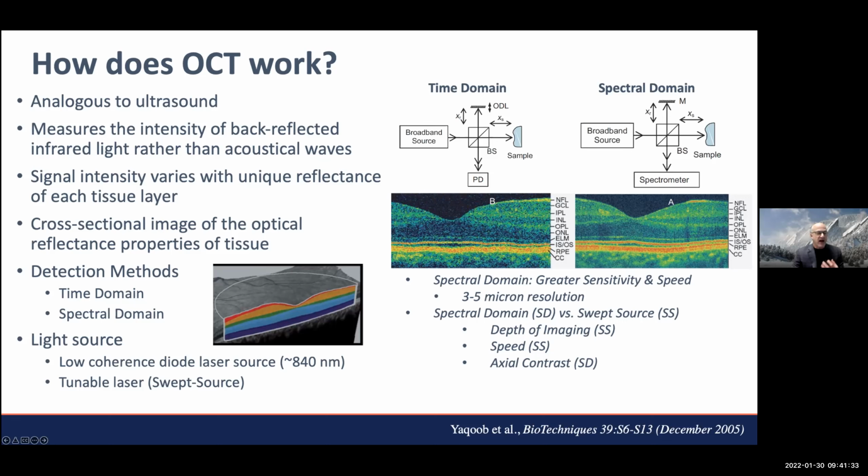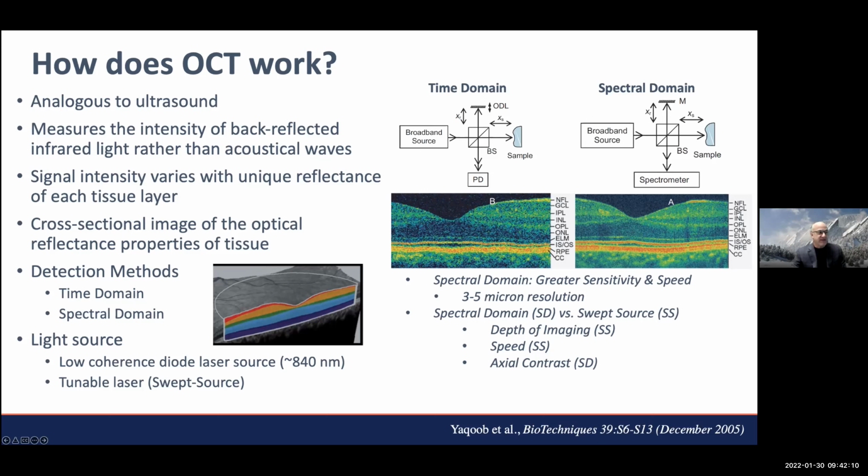The result allows for increased speed and resolution with tens of thousands of A-scan images acquired and assembled into cross-sectional B-scan images. These B-scan images, as shown here, can be assembled into volumetric images, and current spectral domain machines have a greater sensitivity and speed than ever realized with time domain machines, with current resolution of 3 to 5 microns. And you can see the difference between this time domain image on the left and the spectral domain image on the right.